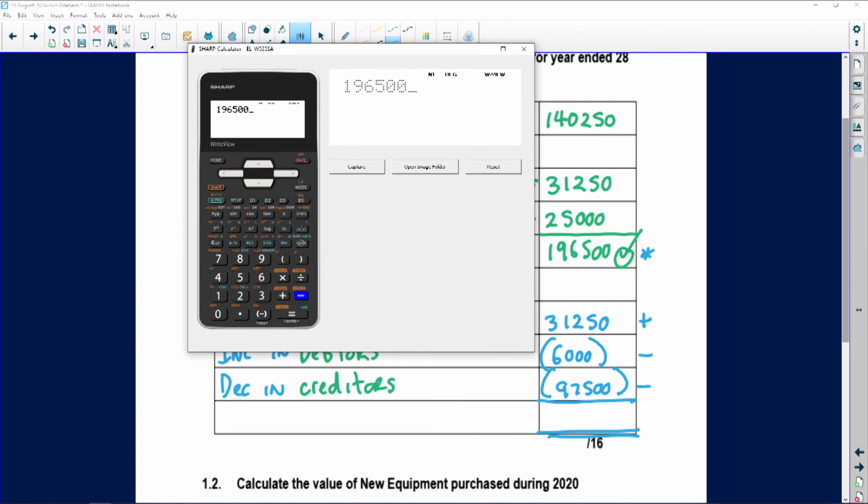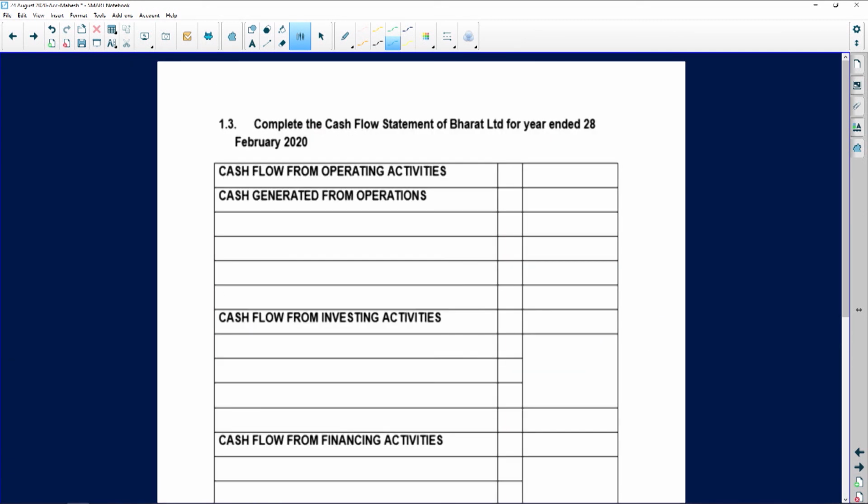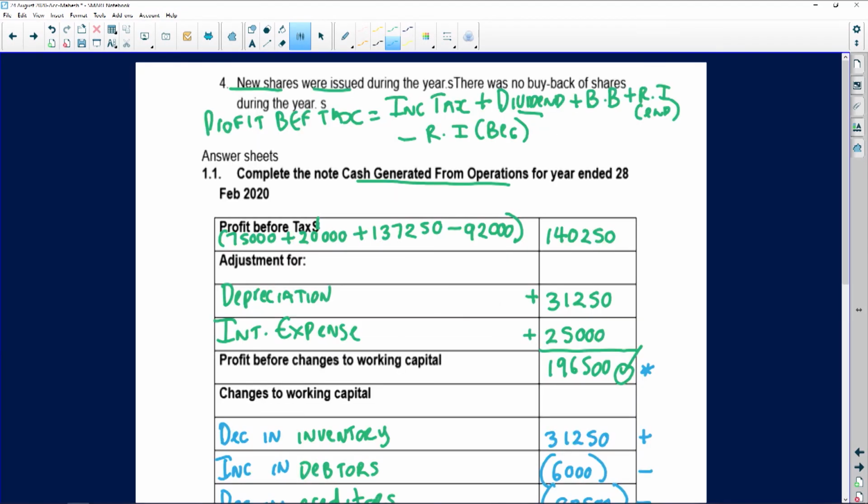196,500. Okay, I'm then adding 31,250. I'm minusing the outflow of 6,000, and I'm also subtracting 97,500, and that gives me an amount of 124,250. So 124,250, and this is the amount that I now take to my cash flow statement. So let's do that. Your cash flow from operations, an amount of 124,250. Okay, right guys, so 16 marks.